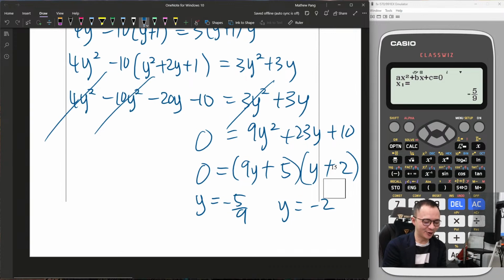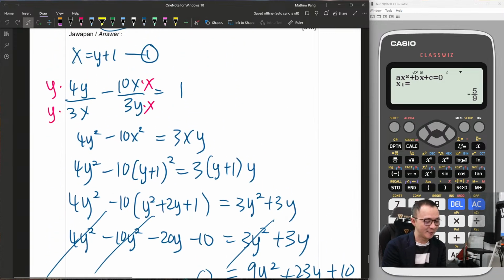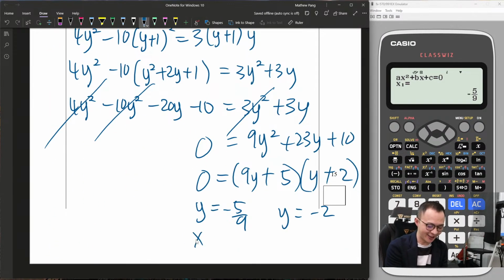And then after I know this one, I can find my x, right? My x is y plus 1. So my x should be 4 over 9. My x is negative 2 plus 1, which is negative 1.